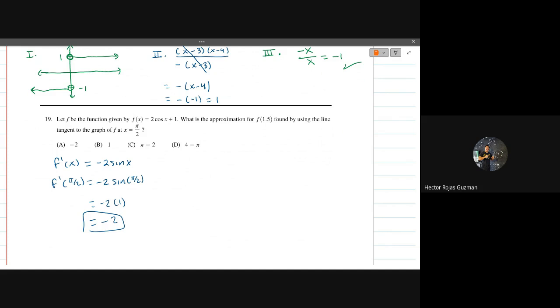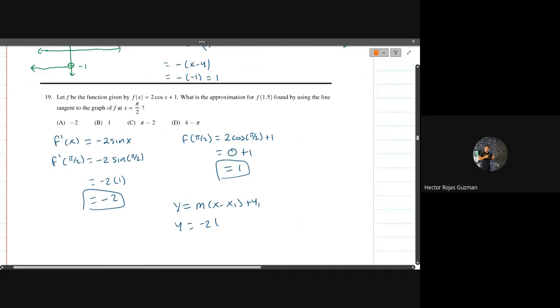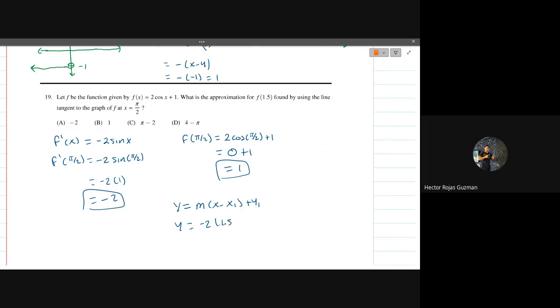Okay. I need my point. F of pi over 2 equals 2 times cosine of pi over 2 plus 1. And cosine of pi over 2, as we know, is 0. So my y value is a 1. Now my tangent line. We're using point slope form, right? Y equals m, x minus x1 plus y1. Y equals negative 2. Since we're going to be approximating 1.5, I might as well plug it in already. 1.5 minus pi over 2 plus 1.